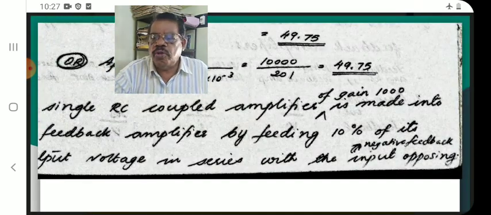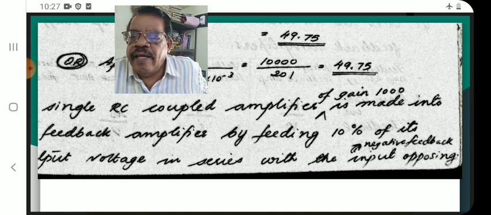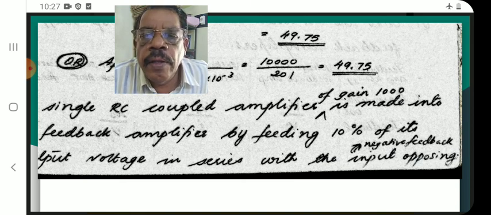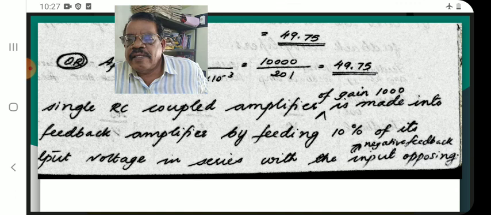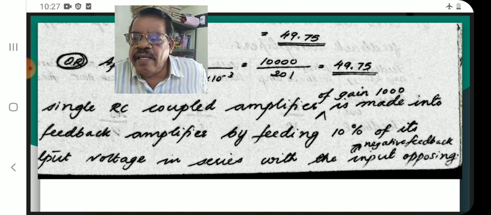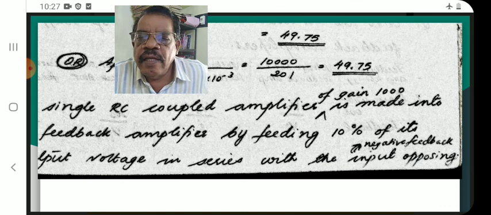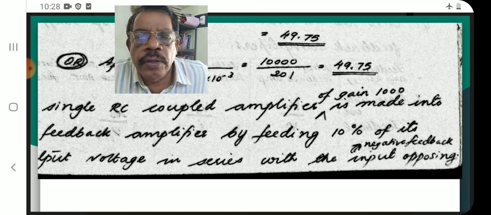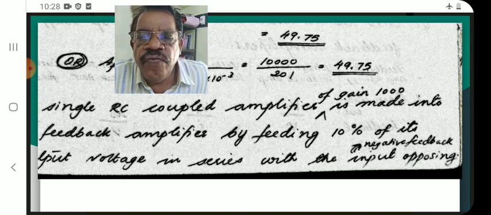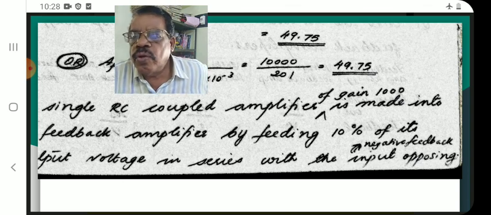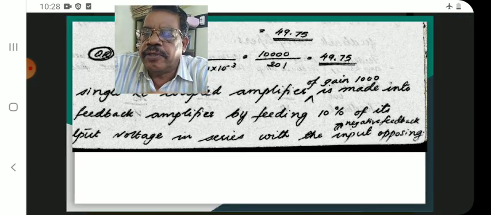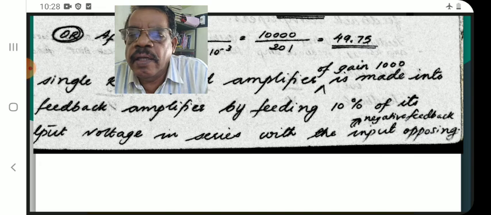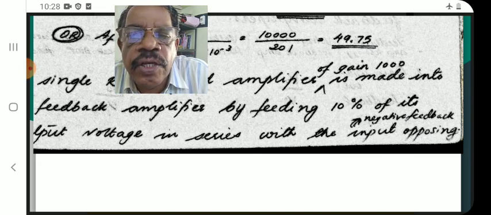It is a next problem, so you have to put a number. A single RC coupled amplifier of gain 1000 is made into a feedback amplifier by feeding 10% of its output voltage in series with the input, opposing.